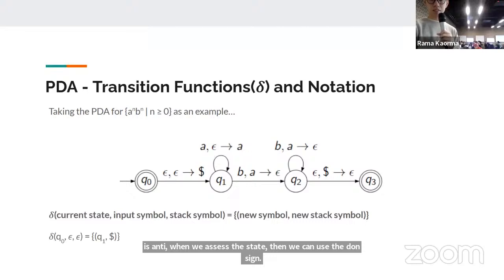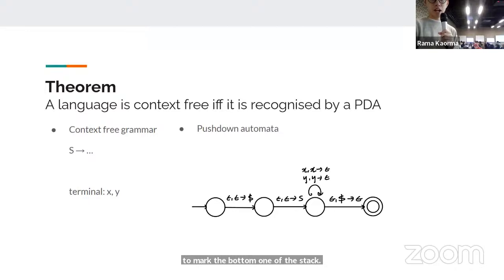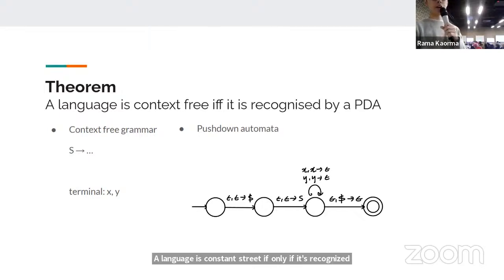Yeah. And then a language is context free if and only if it's recognized by a PDA. Yes, because if we can come up with a context free grammar or pushdown automaton, then the language is context free. The same as the regular language, if we can come up with a PDA or an FA or regular expressions for that language, then the language is regular.